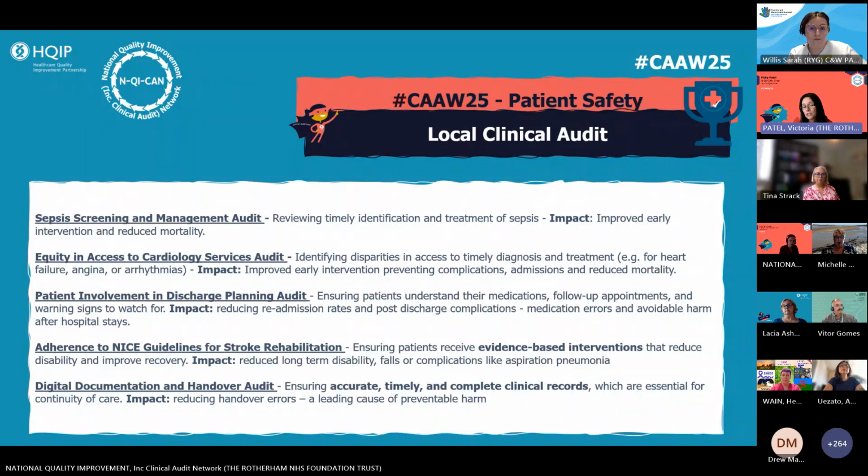So again, it's that same question to everybody: how effectively are we using the outcomes of the audits to drive those evidence-based improvements that will help us to avoid that preventable harm? So next slide, please.